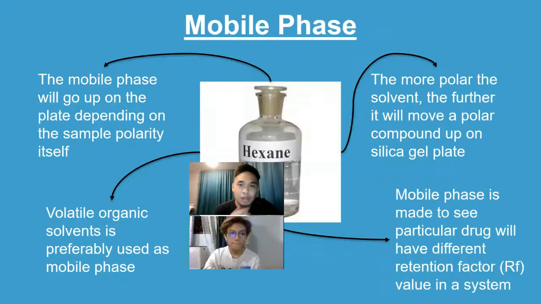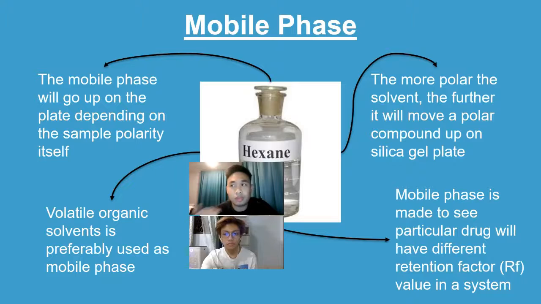So for the mobile phase, it will go up the plate depending on the sample polarity itself. Okay, as I explained before, when the stationary phase is polar, the solvent, which is the mobile phase, will bring the polar compound further up the silica gel plate. Next, they only use volatile organic solvents, such as, you can see here, hexane. And then the third one is the more polar the solvent, the further it will move a polar compound up the silica gel plate.